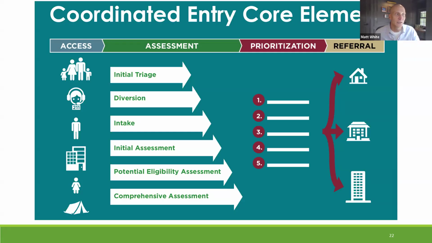And then ultimately, the goal of the system is to make a referral to a housing resource, whether that's independent housing, some kind of shared housing, supportive housing, or some arrangement that's a safe, appropriate placement for that particular household.